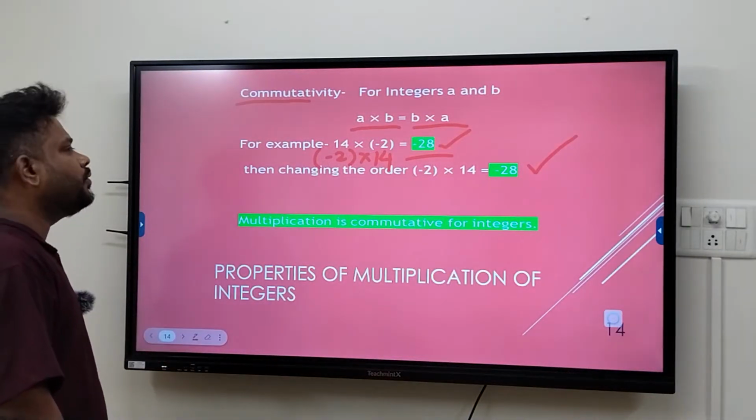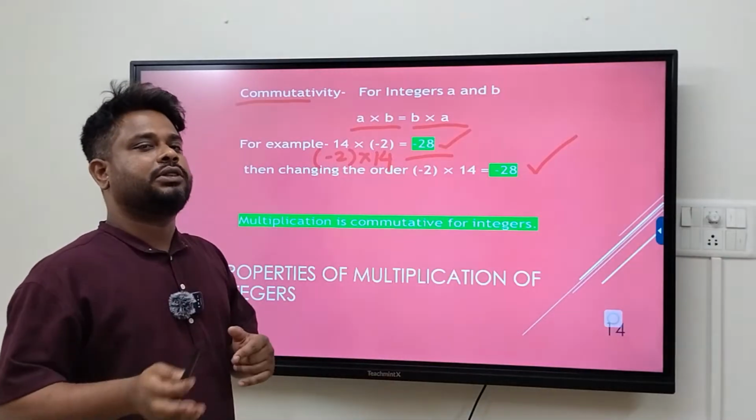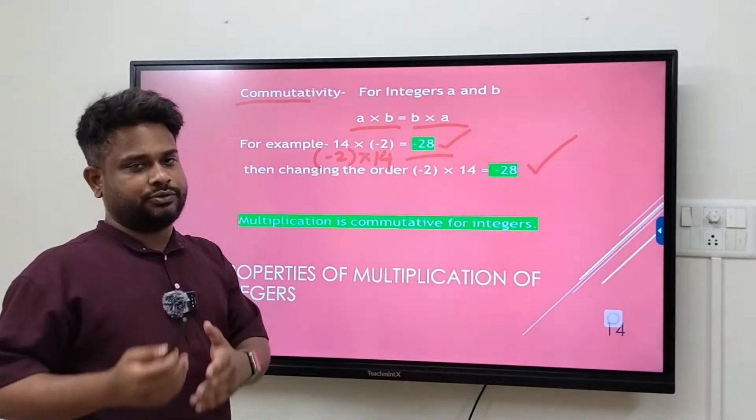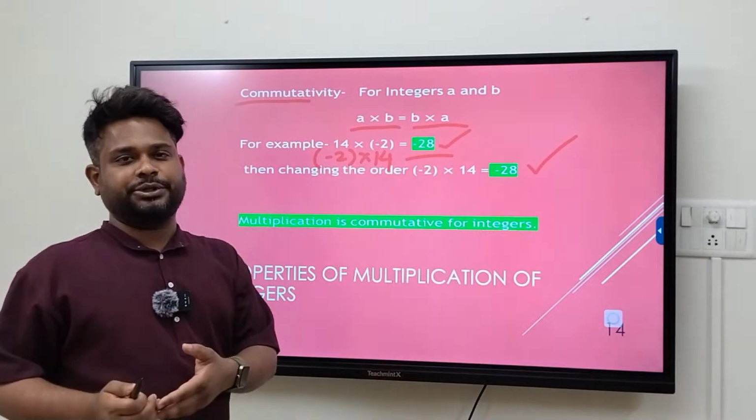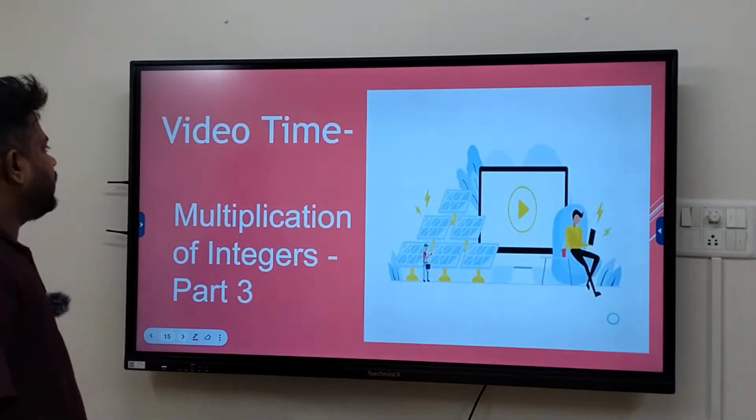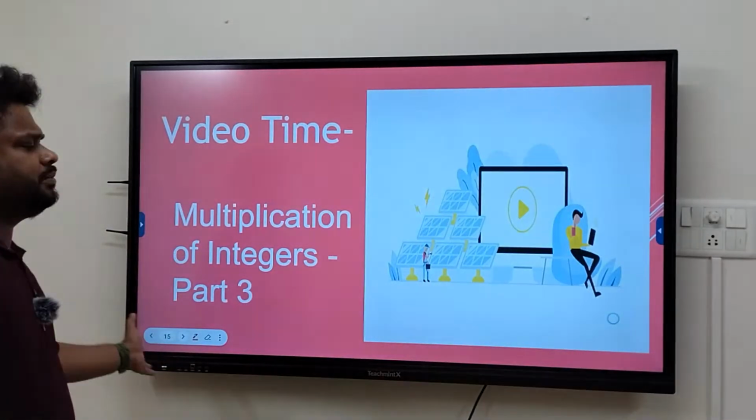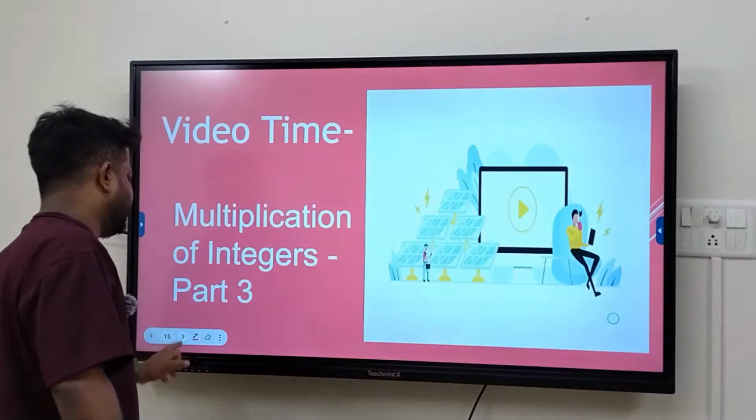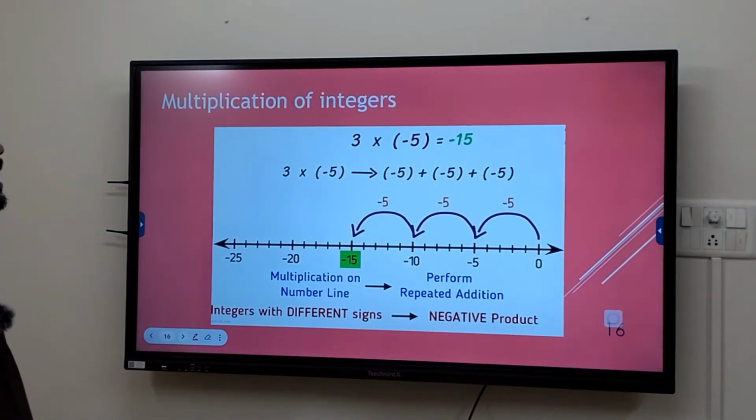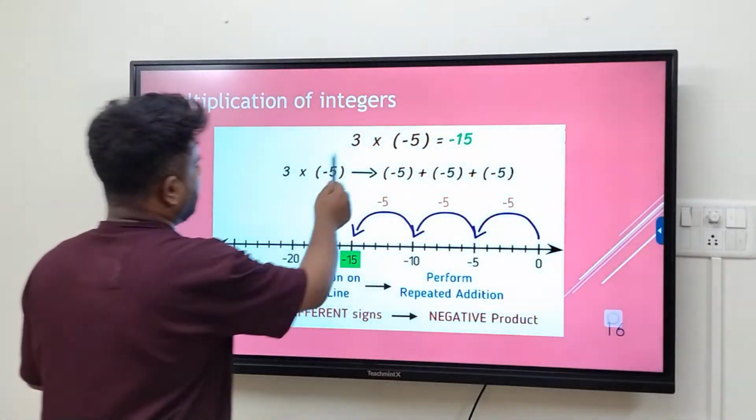Now we will check all the properties with respect to all the operations like addition, subtraction, multiplication, division and so on. Okay, multiplication of integers. Okay, this is the third part of the video, we don't need to play it. Okay, and multiplication of integers using the number line, the representation will be like this.